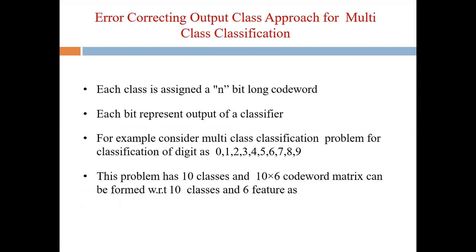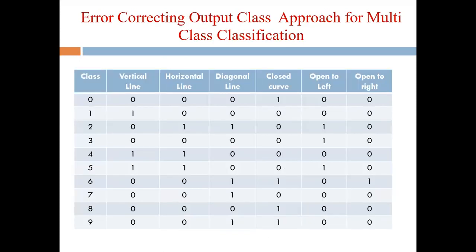Let's move to the next topic, that is the error correcting output code approach for multi-class classification. So in this approach, each class is assigned an n-bit long code word, and each bit represents the output of a classifier. For example, consider a multi-class classification problem for classification of a digit from 0 to 9. So this problem has 10 classes, and a 10 by 6 code word matrix can be formed with respect to 10 classes and the features, which is shown in the upcoming slide.